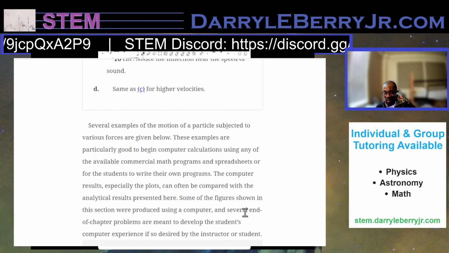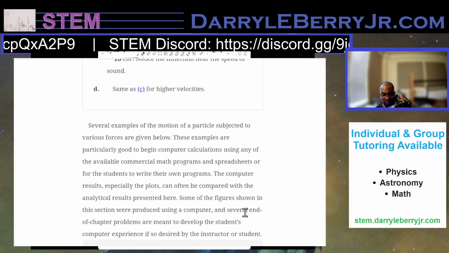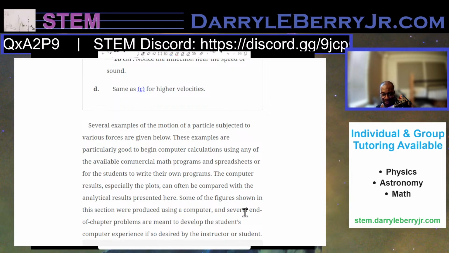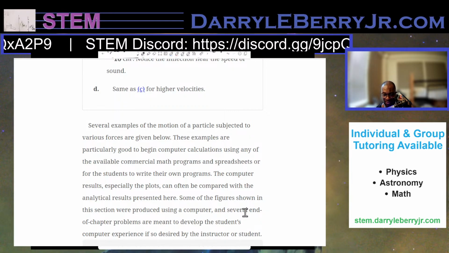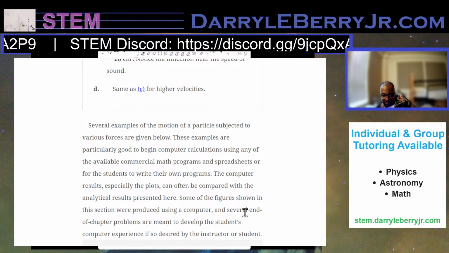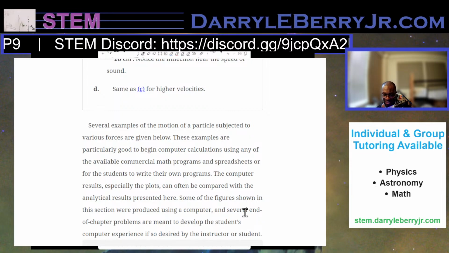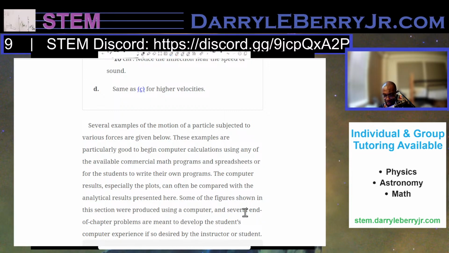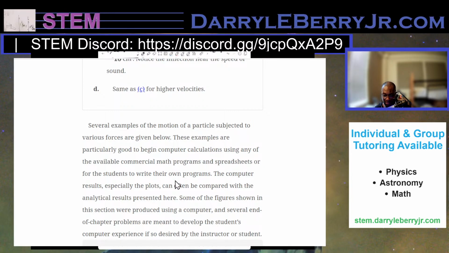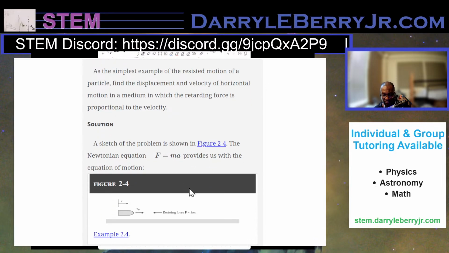Several examples of motion of particles subjected to various forces are given below. These examples are particularly good to begin computer calculations using any of the available commercial math programs or spreadsheets, or for the student to write their own programs. The computer results, especially the plots, can often be compared with the analytical results presented here. Some of the figures shown in this section were produced using a computer, and several end-of-chapter problems are meant to develop the student computer experience if so desired by the instructor or the student.